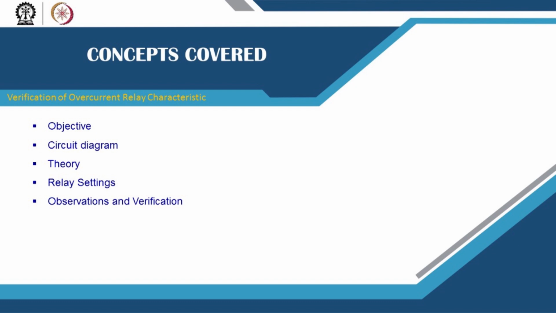We have a circuit diagram for this demonstration to create a fault and the corresponding current through the CT connections to the relay. That circuit diagram we have, and then we have the theory, which we have already learned in the overcurrent relaying theory.